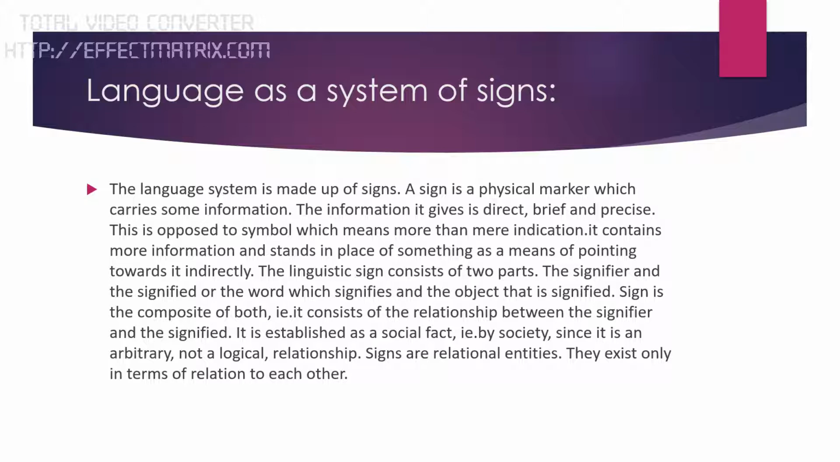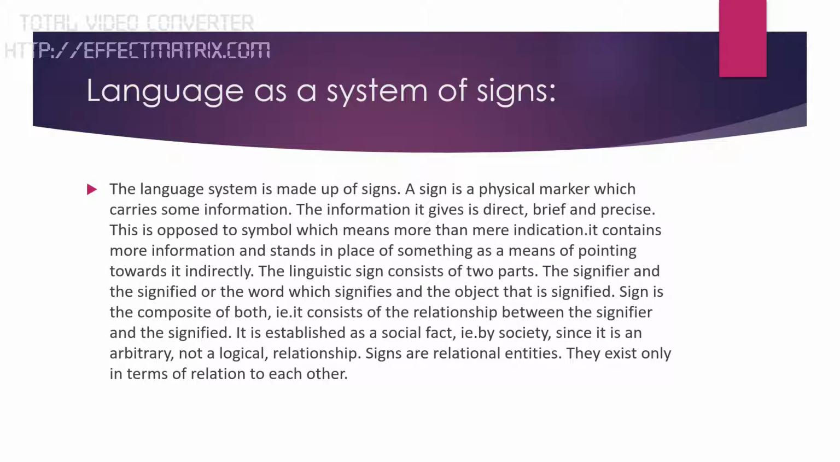Then sign. Sign is the composite of both. I already told you that is a signifier plus signified. That is the sign. That is, it consists of the relationship between the signifier and the signified. This relationship, once established, continues over a long period of time. It is established as a social fact, that is by society, since it is an arbitrary, not a logical relationship. That is, as it is not established by reason.